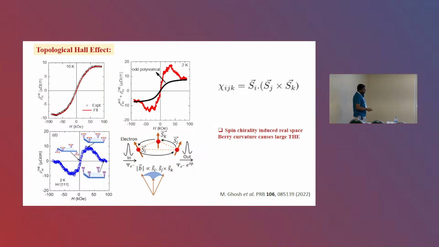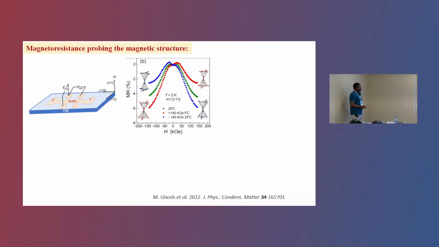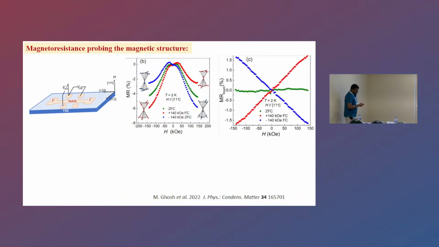Now we'll go to our magnetoresistance measurement. For our sample, we applied the field along the 1-1-1 direction, and the magnetic lattice has the 1-1-1 direction. This green curve is the zero field measurement. We just cooled down the sample to 2 Kelvin, then applied the field and did the measurement. If you see the green curve, it is symmetric in both the positive half and the negative half.